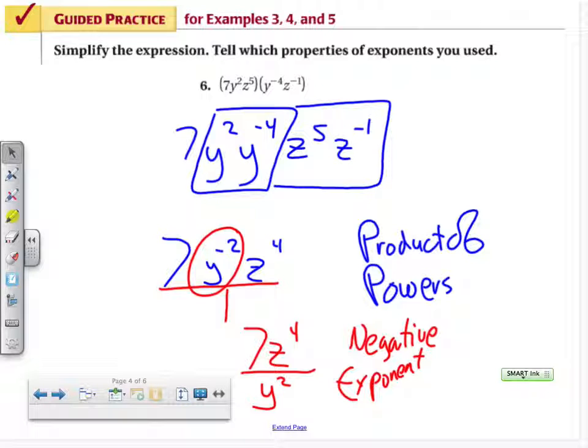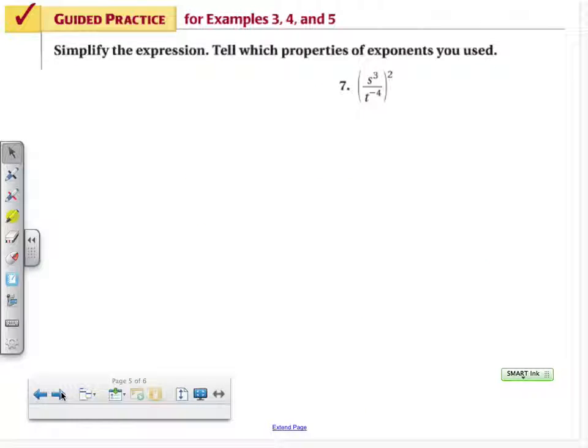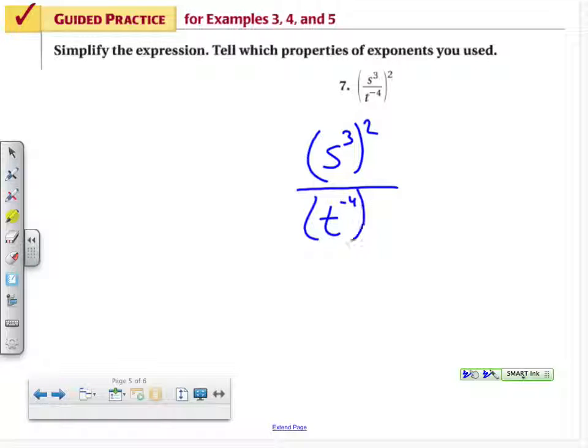All right, we got two more examples. We'll look at this one. Here we have a division problem that has an exponent on there. When you have a division problem with exponents, you're going to apply that exponent to every base. So my s to the third, that has to be squared. So does my t to the negative fourth, that must be squared. That one was the power of a product. Power of a quotient. Power on a division problem.